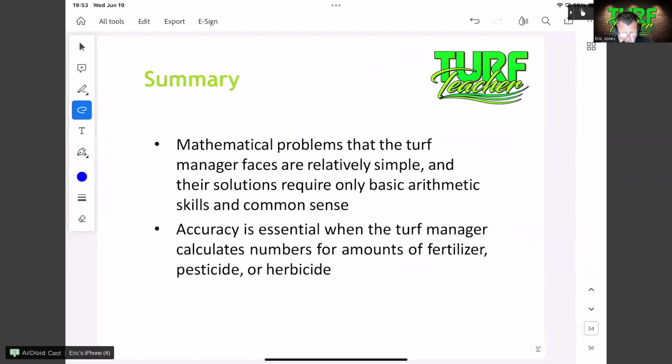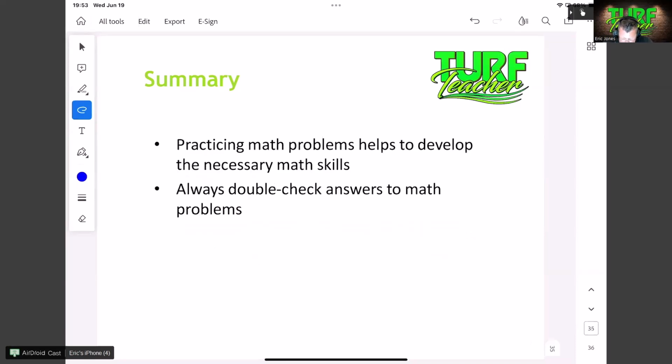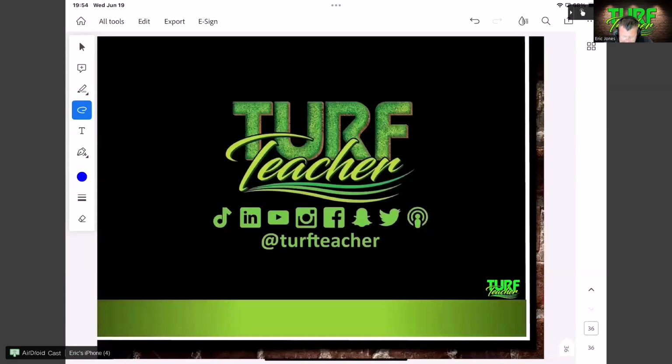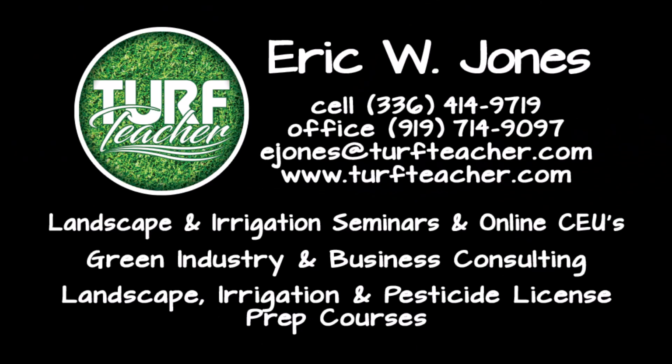So math problems that the turf manager faces are relatively simple, and their solutions require only basic arithmetic skills and some common sense. Accuracy is essential when the turf manager calculates the numbers for amounts of fertilizer, pesticide, and herbicides. And pricing math problems helps to develop the necessary math skills. And again, always check your answers. So, and that is the math problems.